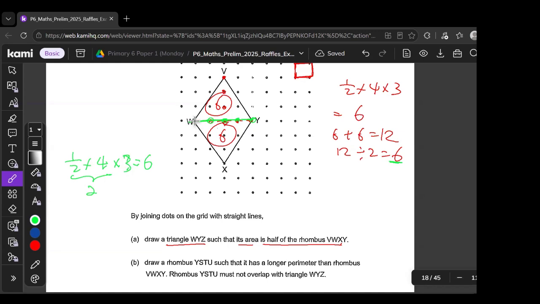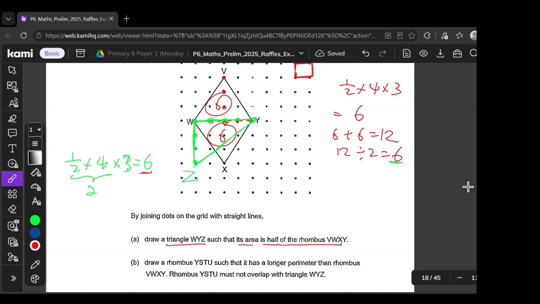So you just, from here, count 3 dots. 3 dots. And that's the height, which is 3 units. Okay, W, Y, Z. Okay, that's your triangle. Or you can also draw the other way, right? The other way, you can also draw this way. Okay, so different ways of drawing. Okay, so whatever triangle that you draw, just make sure that your area has to be 6. If your area is not 6, then your triangle is wrong already.